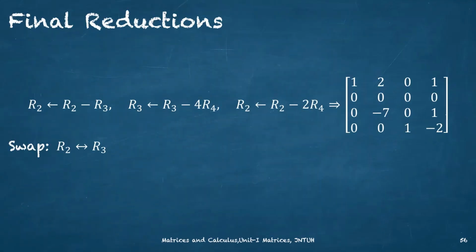In the final reduction steps, we perform several row operations. First, replace row 2 with row 2 minus row 3. Next, replace row 3 with row 3 minus 4 times row 4. Then, replace row 2 again with row 2 minus 2 times row 4. After these operations, the matrix becomes row 1: 1, 2, 0, 1; row 2: 0, 0, 0, 0; row 3: 0, -7, 0, 1; and row 4: 0, 0, 1, -2. Finally, we swap row 2 and row 3 to arrange the matrix better for finding the rank.